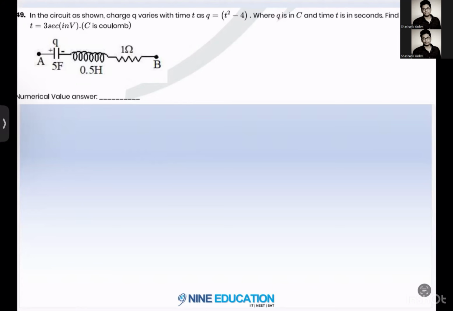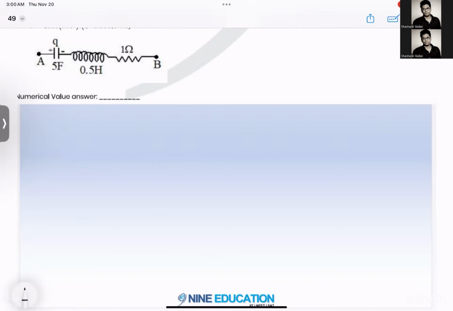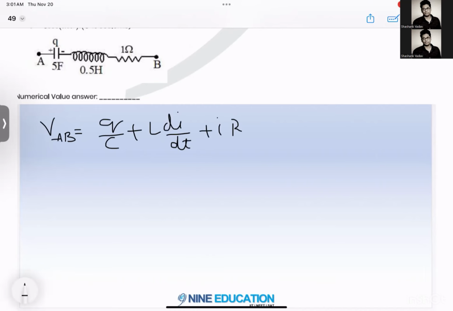So in this question, Q is given as t squared minus 4, and they're asking what is the potential difference across A and B at time t is equal to 3 seconds. See, potential difference across A and B can be written as Q by C plus L di by dt plus I into R. We have R, L, and C. We need to find out what Q, di by dt and I are.